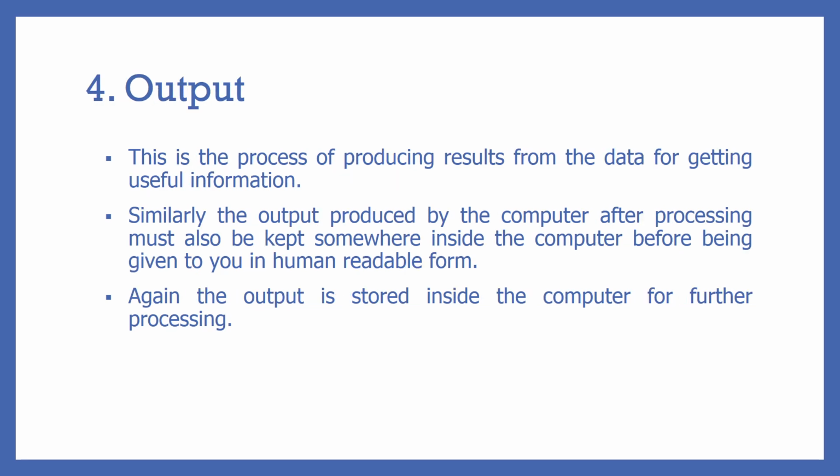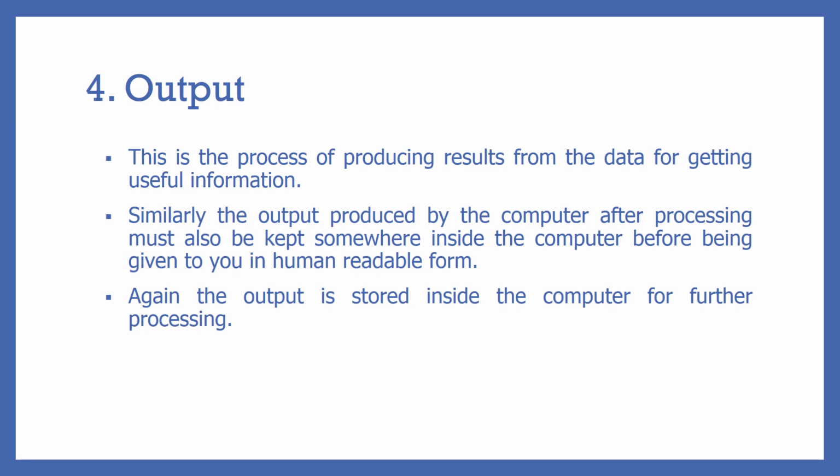Now the fourth one. First we take an input, store the inputs in the storage medium, then we process the data, and now the fourth one is the output. This is the process of producing results from the data to get useful information. Similarly, once the computer processes the data, the output it produces must be kept somewhere before being given in a human understandable form. Because it must be stored somewhere before displaying the actual information, in a human readable form.